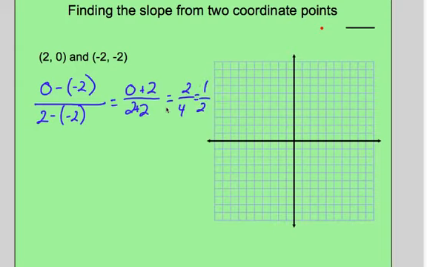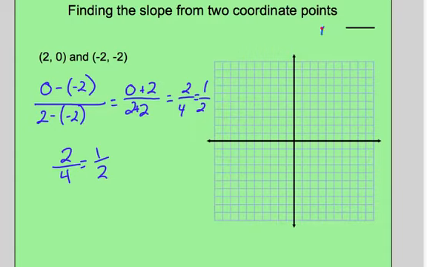So this looks like it's supposed to be a positive result. Let's check it with the ultra-fast method. Space between 0 and negative 2 is 2. And the space between 2 and negative 2 is 4. And now from 2 to negative 2, I'm going down. And from 0 to negative 2, I'm also going down. So this is a positive slope. Simplify it down to 1/2.